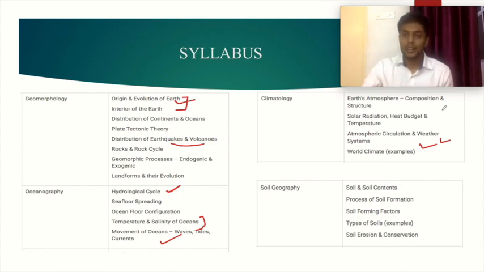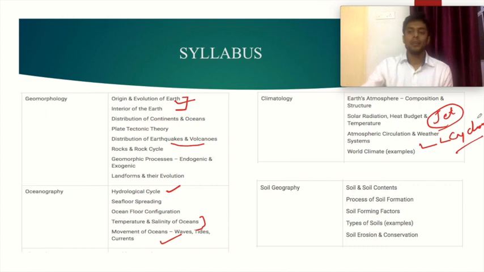Then also one important topic is the jet stream, which is really important, and also the difference between cyclones, like cyclones from tropical areas or cyclones from temperate areas. Now you have seen that there were a number of cyclones hitting the eastern coast as well as the western coast this time, so I feel this could be one of the crucial areas where UPSC can ask the question from.